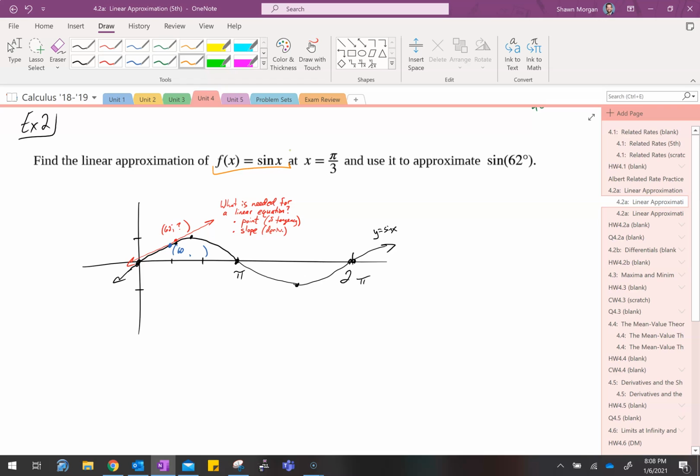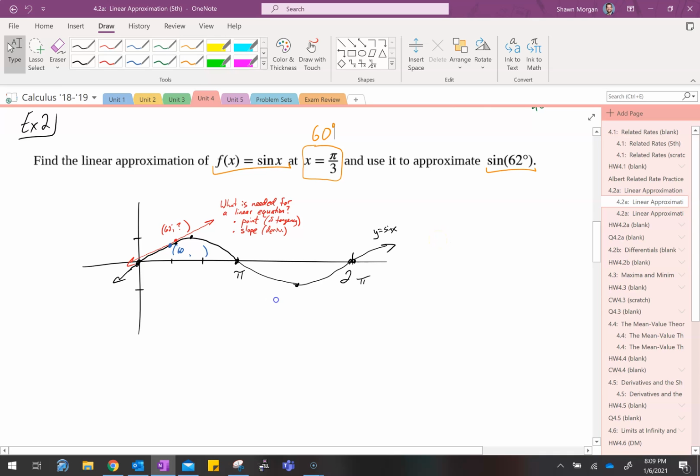Now, what we're focusing in on, our neighborhood here, we're trying to get an approximation around pi over 3. The reason we're going to do that is we want to be able to approximate the sine of 62. Pi over 3, if you didn't know, is 60 degrees. So this neighborhood right here at 60 degrees is a neighborhood where we already know the sine of 60 degrees from our 30, 60, 90 degree triangle, which we'll talk about in just a sec.